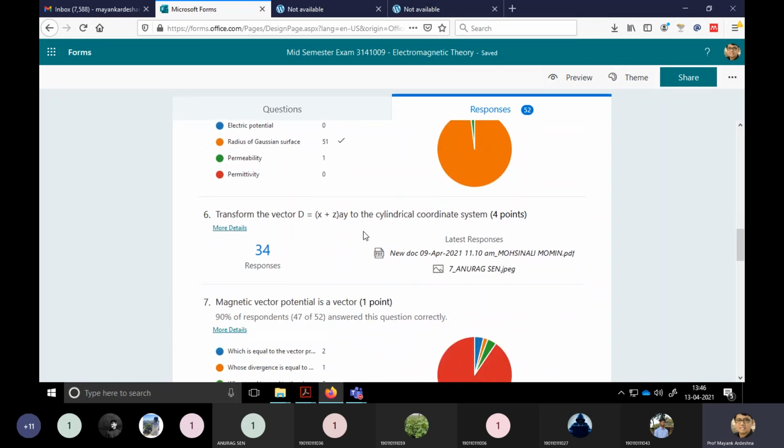Now in question 6, most of you made a mistake. The task is to transform the vector into a different coordinate system, the cylindrical coordinate system. Can anybody tell me whether the given D is a vector or a scalar? How can we identify it? Is it a scalar or a vector component?